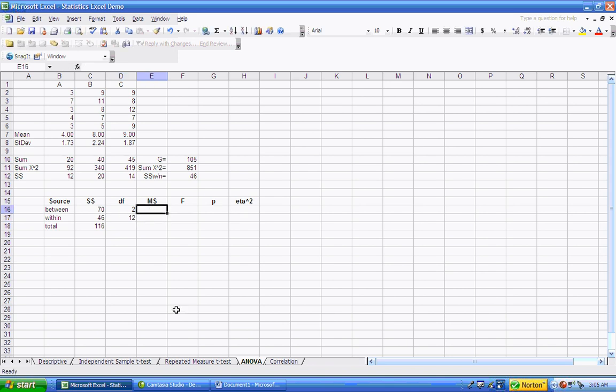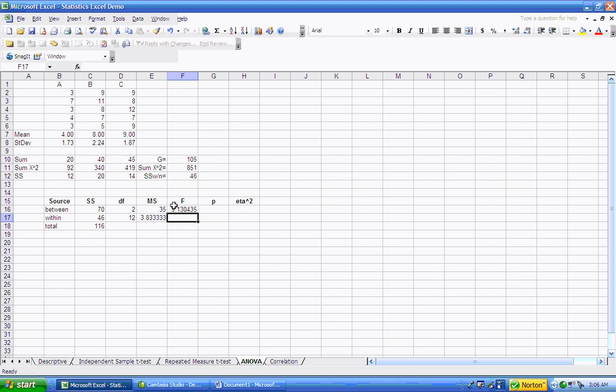To get mean squared, we take the sum of squares divided by degrees of freedom. So we take the sum of squares between in cell C16 and divide that by the degrees of freedom between in D16, and we have the mean squared. We can do that same thing for within. Our mean squared within would be 3.833. The F value is mean squared between divided by mean squared within. So we take our two mean squares, mean squared between in E16 and mean squared within in E17, and divide them. We get an F value of 9.13.